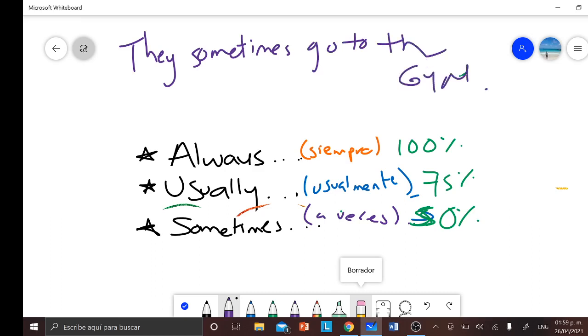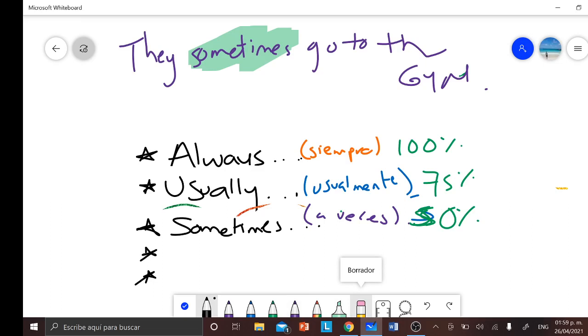And what am I saying over here? Ellos a veces, sometimes, a veces, go to the gym. Ellos a veces van al gimnasio. Yeah, I am describing how often they do the activity. A veces, okay? As simple as that. Okay, we just have two more adverbs of frequency missing.